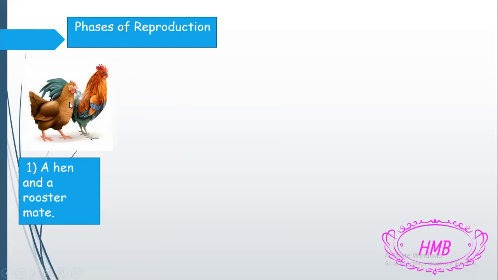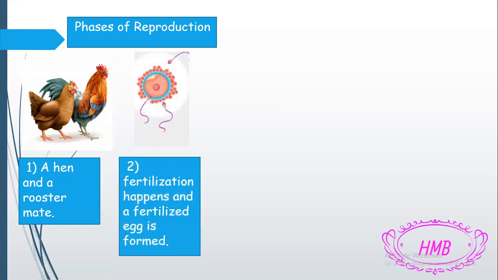So here I have the hen and here I have the rooster. The rooster is the male, the hen is the female. Okay, so the first step is the meeting of both parents. The second step, when they meet, fertilization occurs.